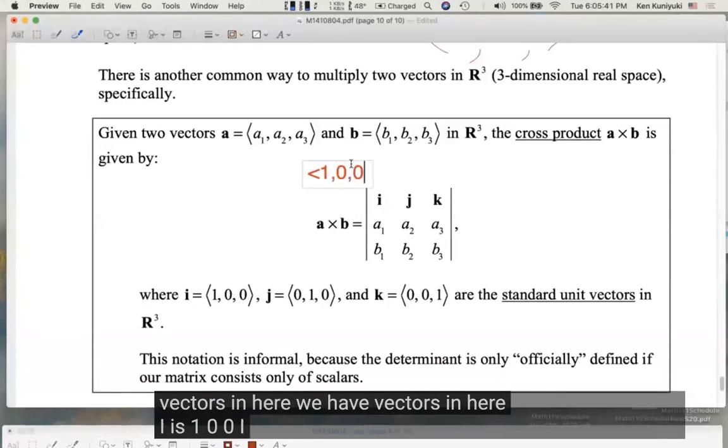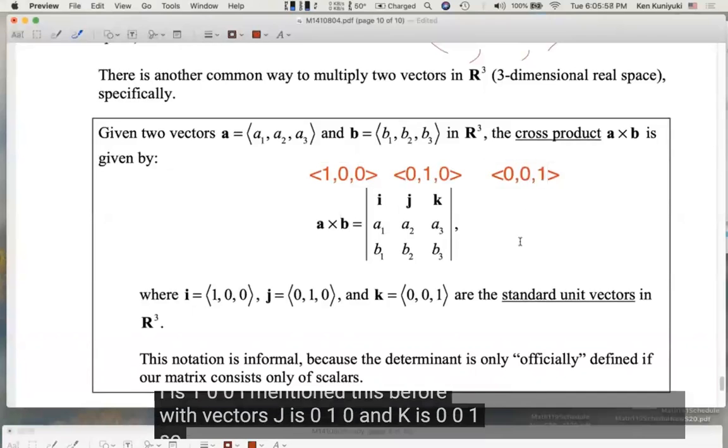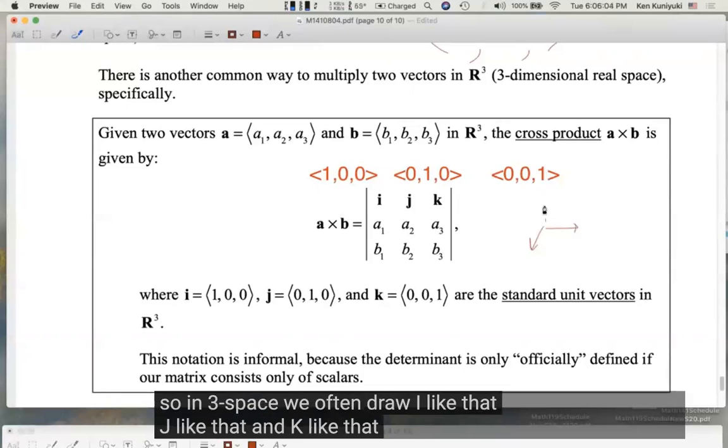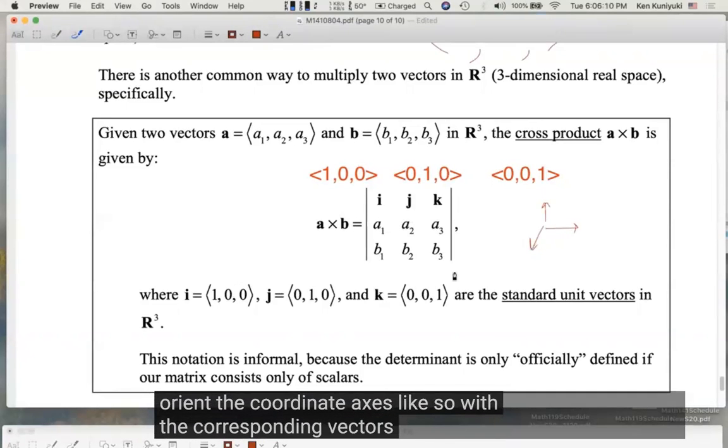I is 1, 0, 0. I mentioned this before with vectors. J is 0, 1, 0. And K is 0, 0, 1. So in 3 space, we often draw I like that, J like that, and K like that. We often orient the coordinate axes like so with the corresponding vectors.